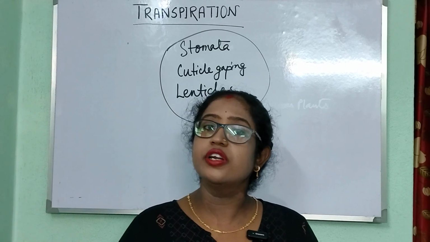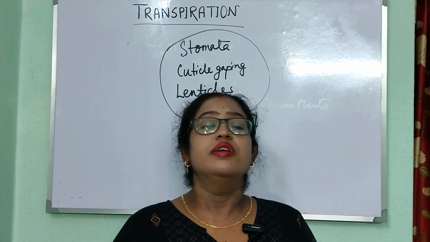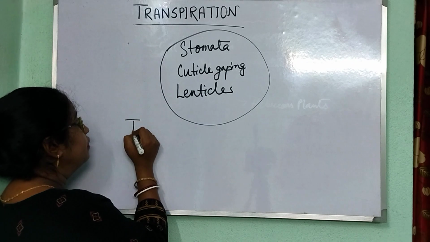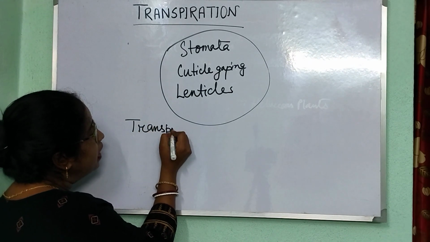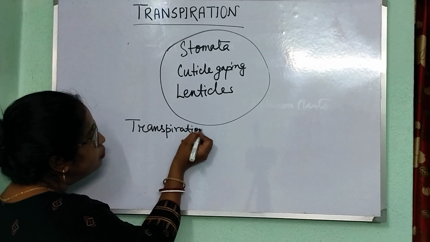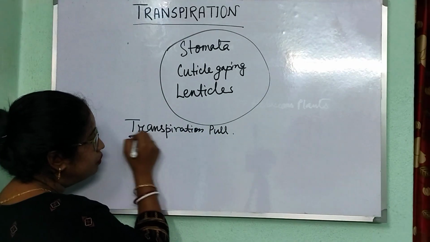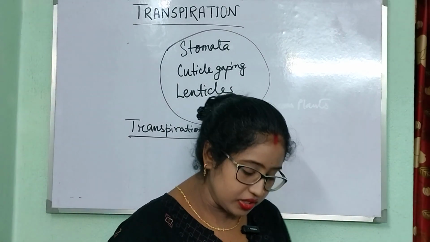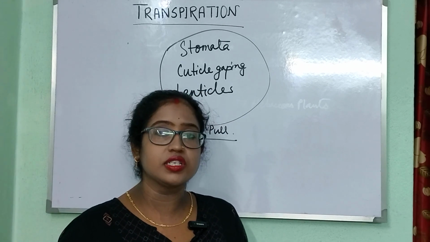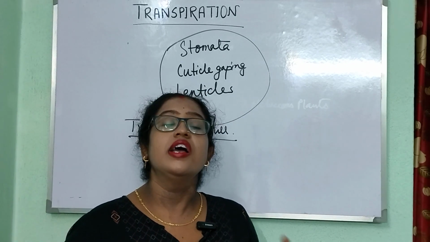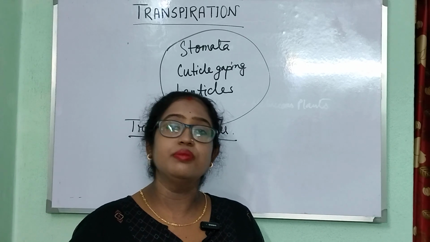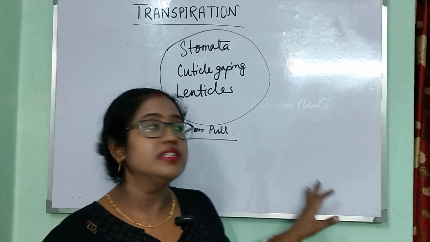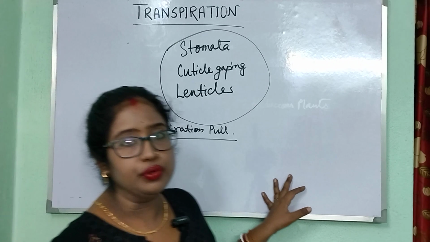So this pressure gradient creates another pressure that is known as transpiration pull. When water evaporates from all these pores, the cells adjacent to these pores remain in a water vacant condition, and this creates a turgor pressure. This turgor pressure helps in the movement of water from the xylem to these cortical cells, and this creates a transpiration pull.